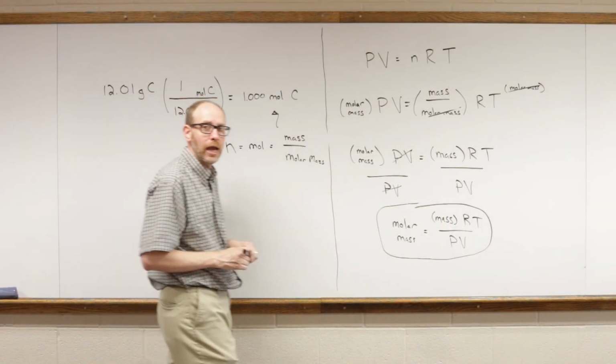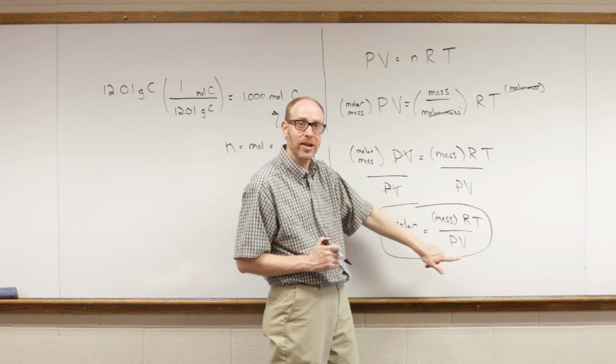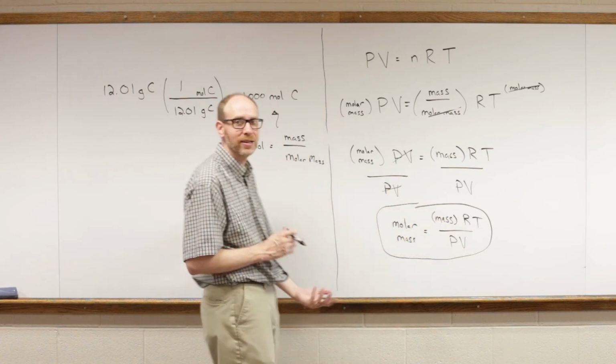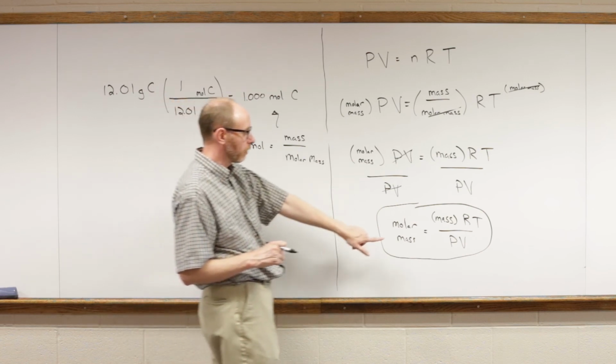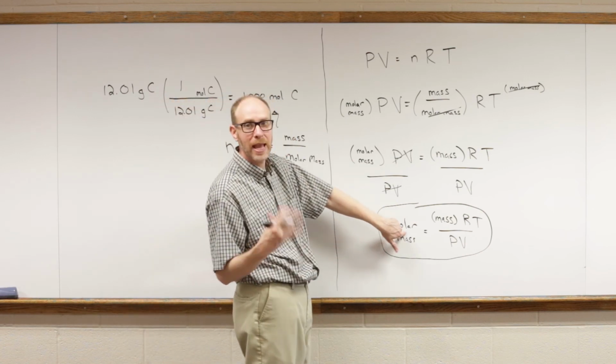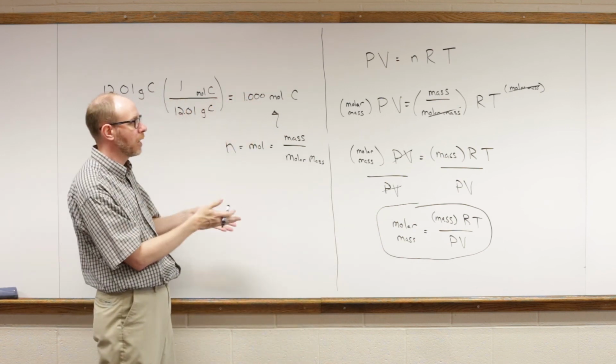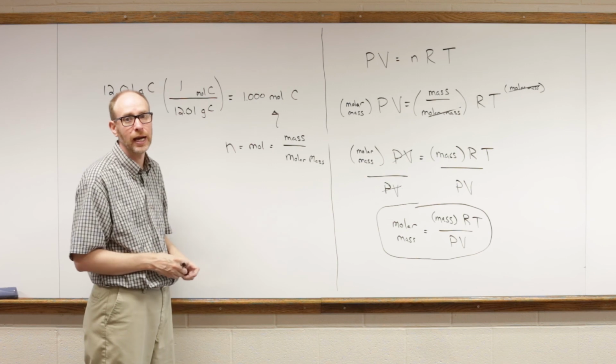And so you'll notice that if we know what mass of an ideal gas we have in a container, and we know the temperature at which that gas is at, and we know the volume of that container, and we know the pressure of the gas inside that container, then we can calculate the molar mass, which may help us determine what the identity is. So it's another useful parameter that we can calculate using the ideal gas law.